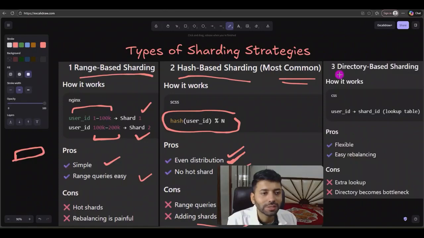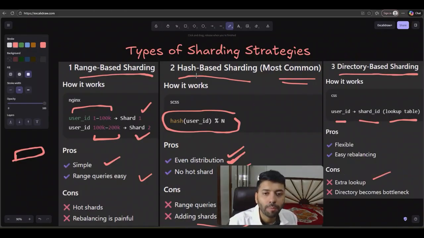All right, the third type is directory based sharding. In this you maintain a lookup table, and corresponding to the user ID you have the shard ID maintained. So you are maintaining additional memory here. The extra lookup is a con that would be part of this. But the most common of course is hash based sharding, where you use the hashing approach to identify the shard.